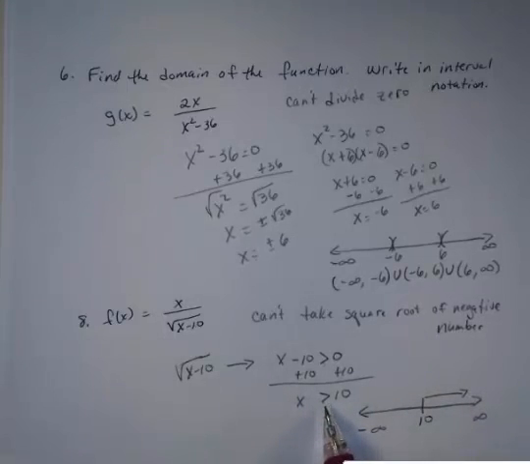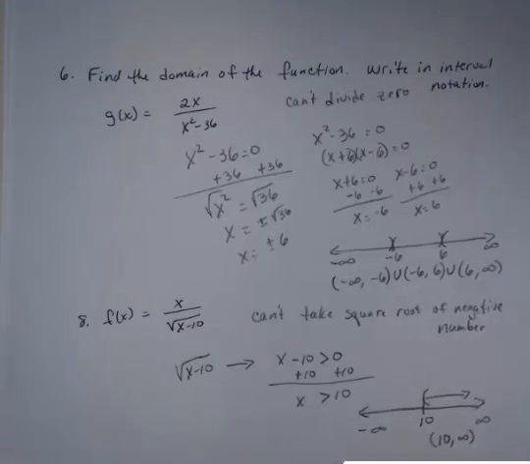Because it does not have a line for the equal to, we are going to put the parenthesis there. So we'll bring it straight down, and this will get us parenthesis 10 to infinity parenthesis. That would be our domain for this equation here.